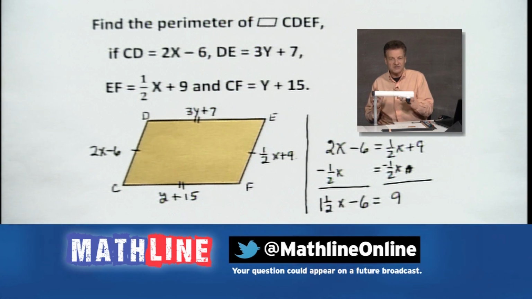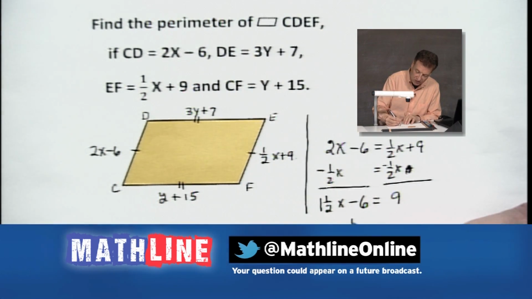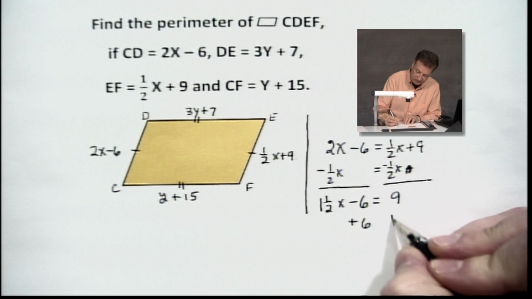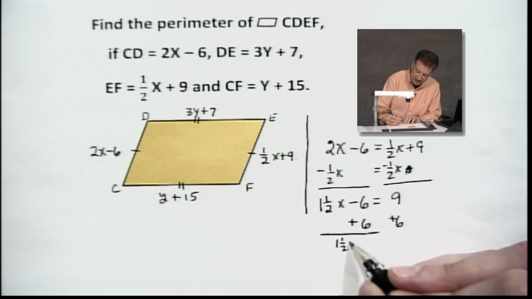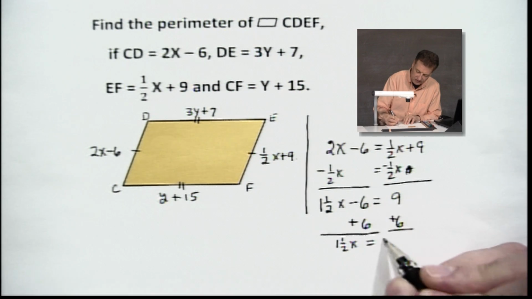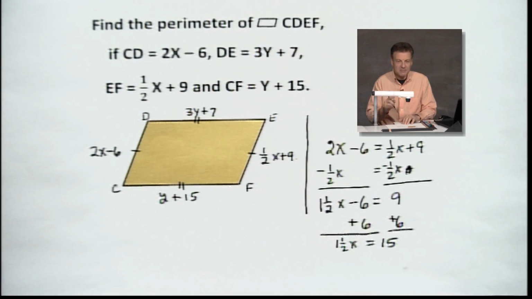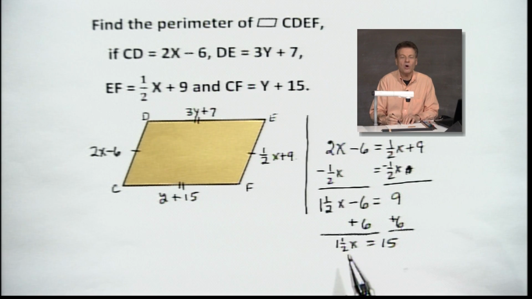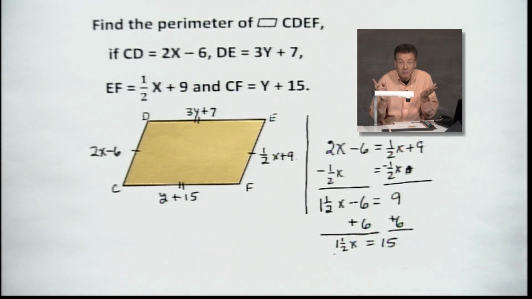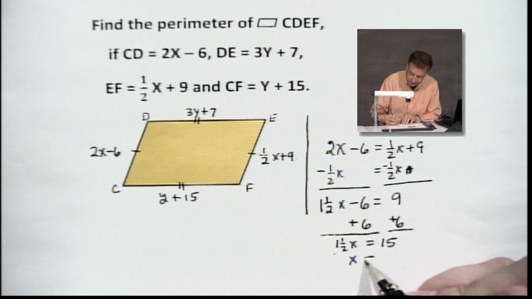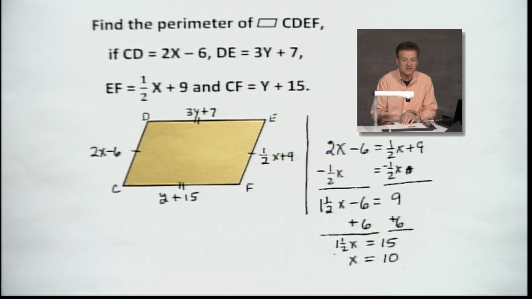We need to move the 6 over. So right here underneath it, we're going to add 6 to both sides. And I've got 1 1/2 x equaling 15. Think about it being 1 1/2, 1 5/10, 1.5. Divide by that, or change it to an improper fraction, 3/2, use a reciprocal. You're going to end up with x equals 10. There's half the battle.